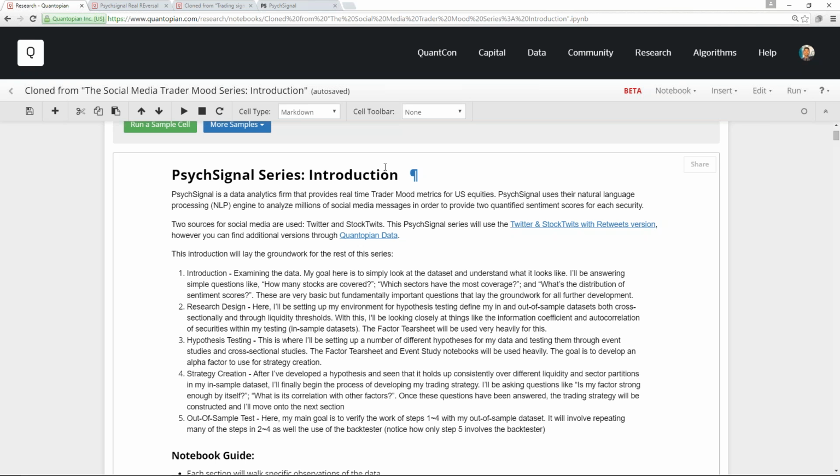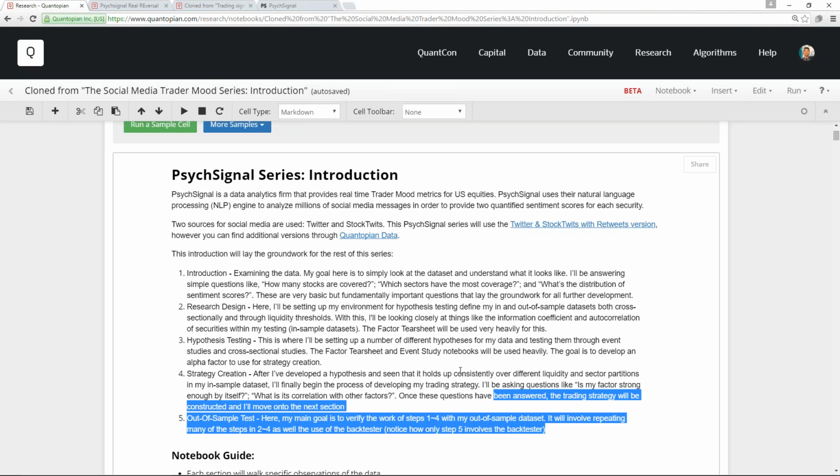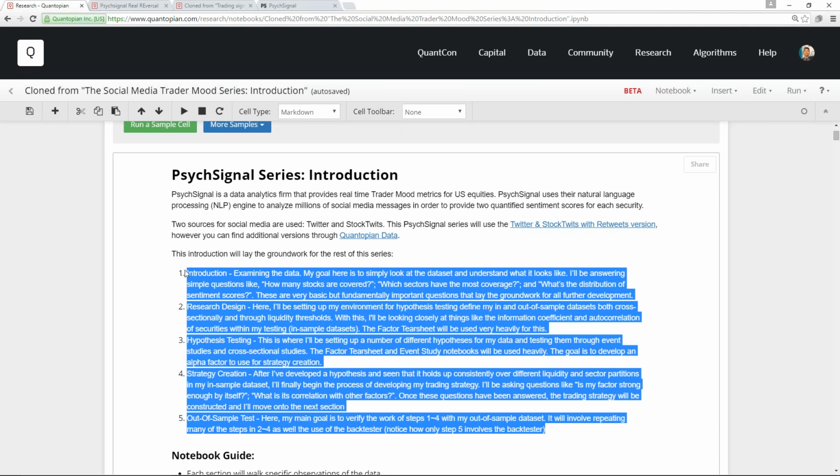The 5 steps are pretty simple, and I laid them out in a research notebook that I published on the forums. For those interested in getting to this content, we will send out an email after the webinar with all the material you've seen today.